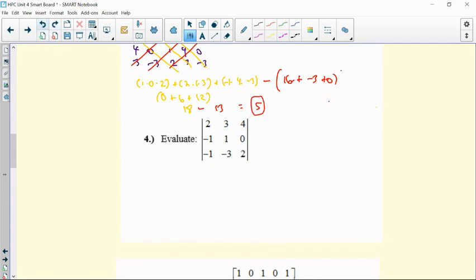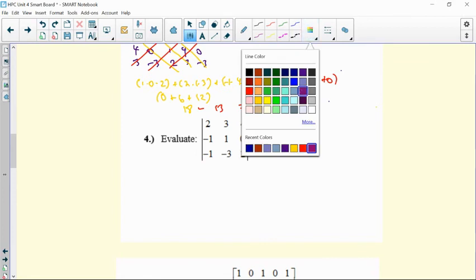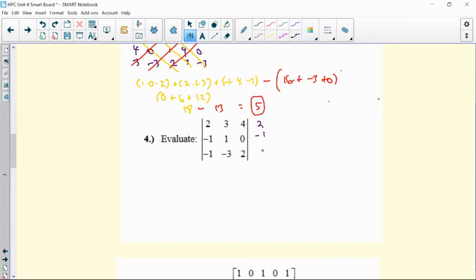So I'm going to find this determinant. So what I can do is I can just copy this column next to it. Maybe I'll use another color here. I'm thinking nice purple. So 2, negative 1, 1, and then copy this column, 3, 1, negative 3. And again, what I'm going to do is go down that diagonal. So 2 times 1 times 2, which is 4, plus 3 times 0 times 1, so that'll be a 0. And then 4 times negative 1 times negative 3 is a 12. So again, that's 4 plus 0 plus 12.